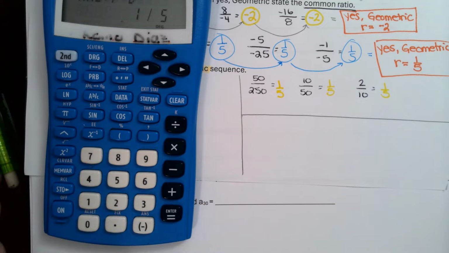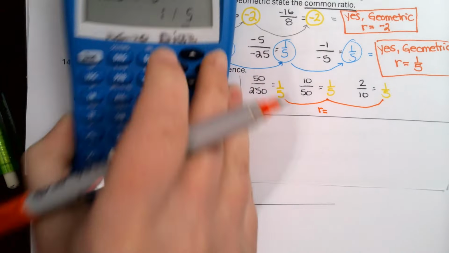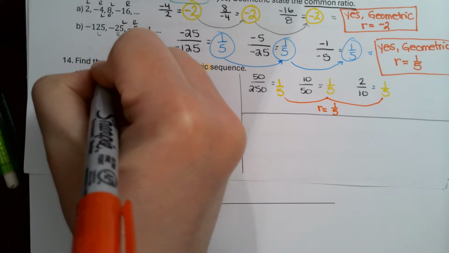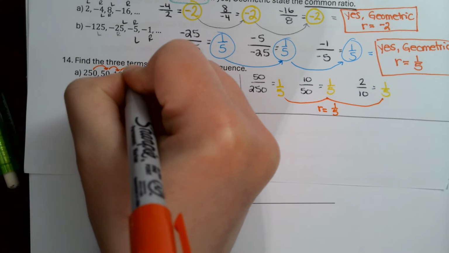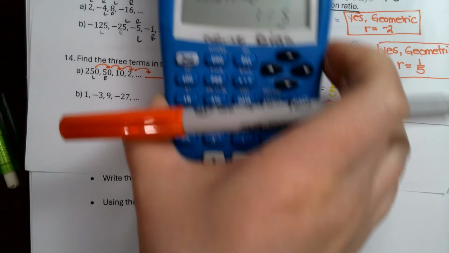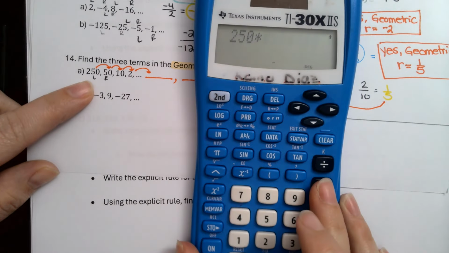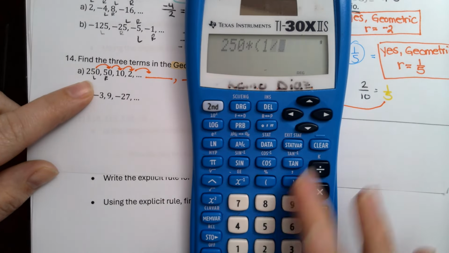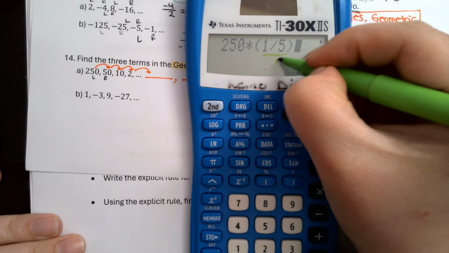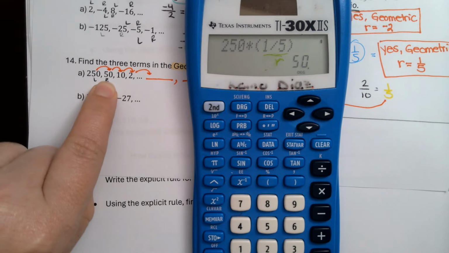So what does this mean? That means that between all three of these, my common ratio for the first question, A, is going to be 1/5. That means that I am going to be using in each jump a multiplier of 1/5. Okay, so how would that look? Because this is geometric and we have a ratio, 250 is going to be multiplied by the common ratio of 1/5. This here is our R value.